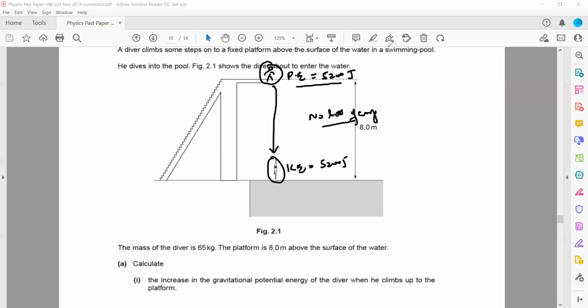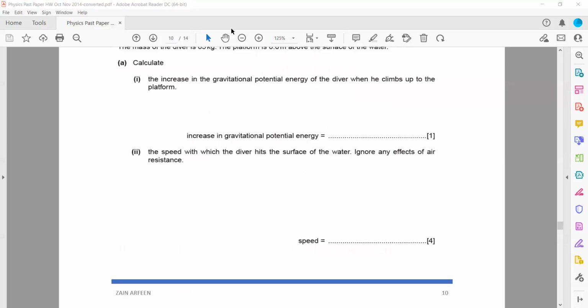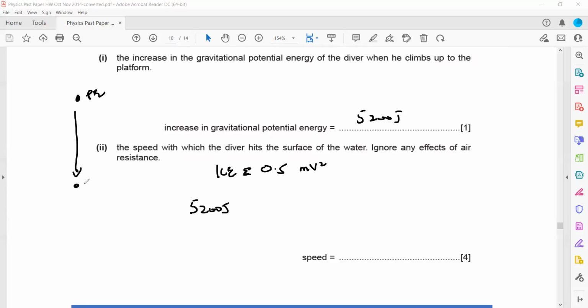So we want the speed here. How to work out the speed? We have the formula that kinetic energy is half mv square, or 0.5 mv square. The potential energy was 5200 joules. So how much is the kinetic? It will be the same kinetic, so it will be 5200 joules, because all the potential has changed to kinetic when he is coming down.